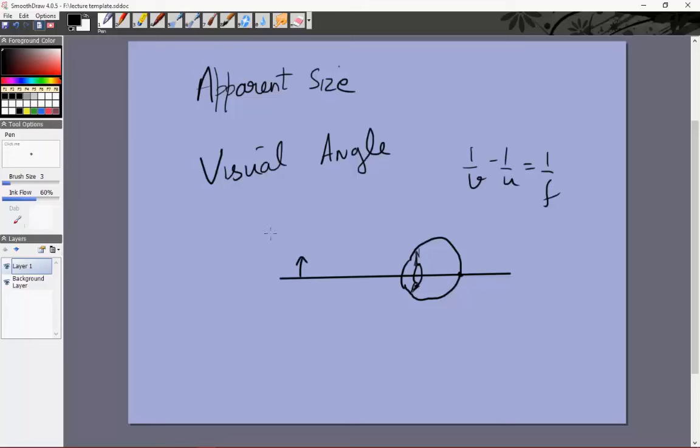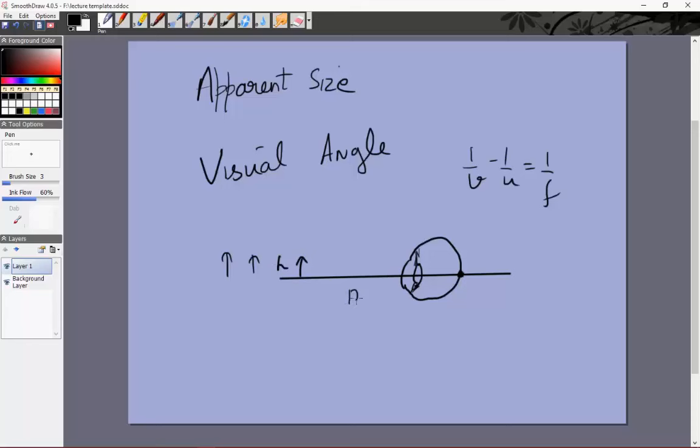Every time an object comes at a different distance, the f changes accordingly such that the position of the image is here, and this distance is around an inch or so. We don't need to know what exactly this is, but the image has to be formed at the retina, so the focal length changes. Now, if this height of the object is h, and this distance between the eye and the object is d, then the visual angle subtended by the object is h by d.